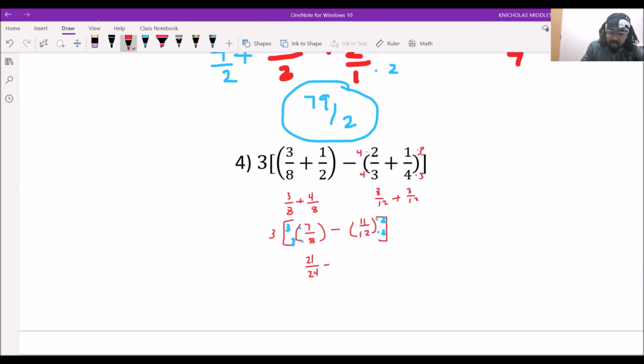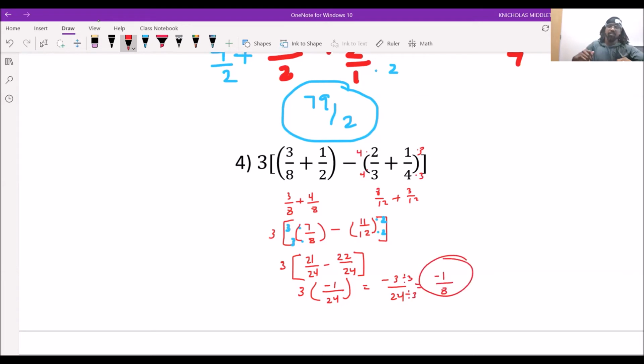minus 22/24 times 3. And that will give me negative 1 over 24 times 3, which gives me negative 3 over 24, which I know feels like a long time and you want to be done, but we have to simplify, and that gives me negative 1/8.